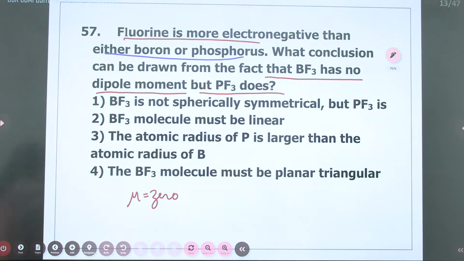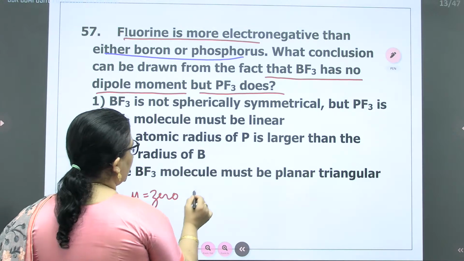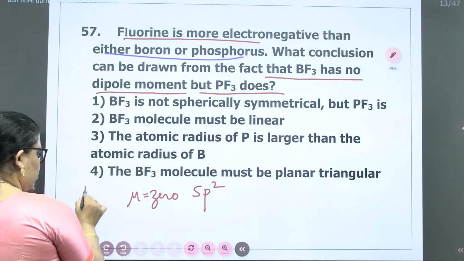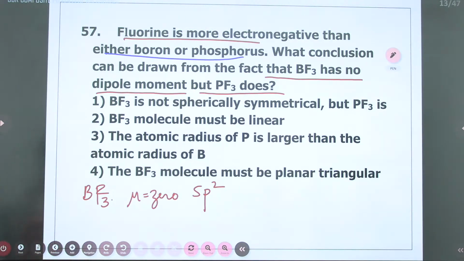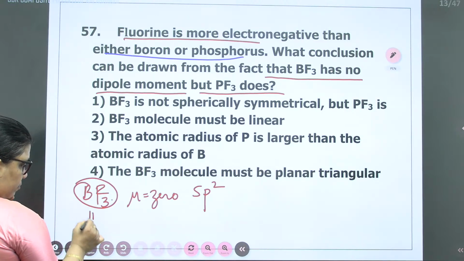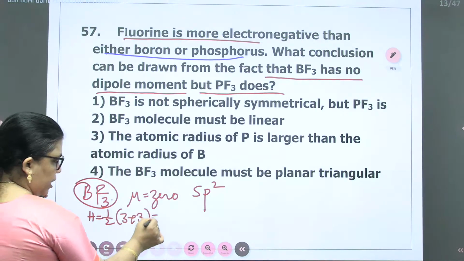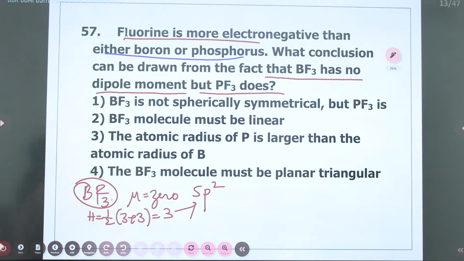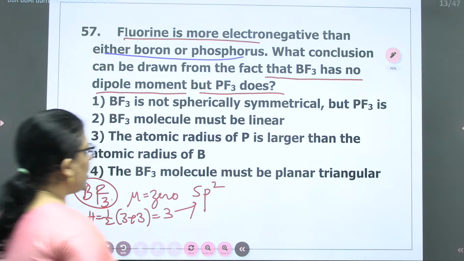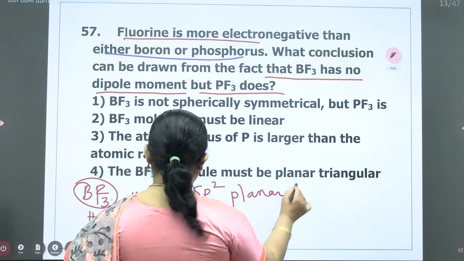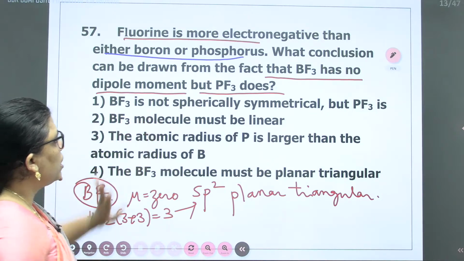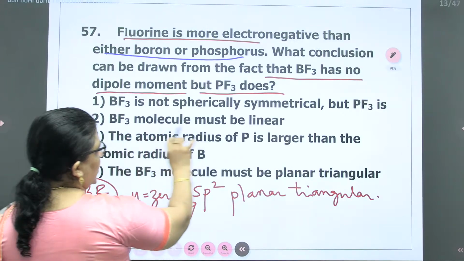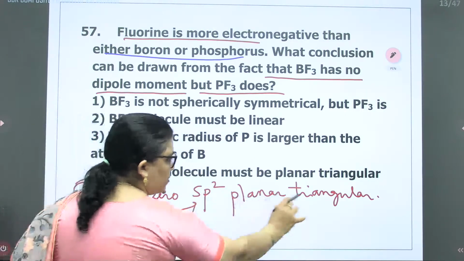When the dipole moment is 0, it will be planar triangular. As we know, BF3 is sp2 hybridized. With respect to BF3, H is equal to half of 3 plus 3, which equals 3 only. The hybridization will correspond to sp2. BF3 is non-polar, and it has a planar triangular structure. Therefore, BF3 is not spherical, symmetrical, but PF3. This is not the reason. BF3 molecule must be linear? No, based upon hybridization, it must be planar triangular.